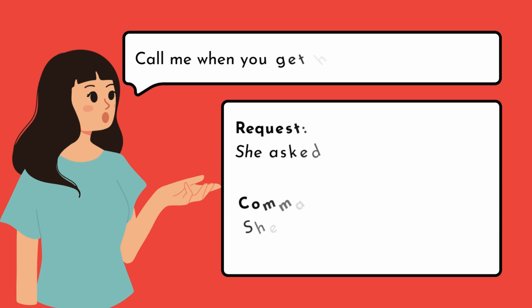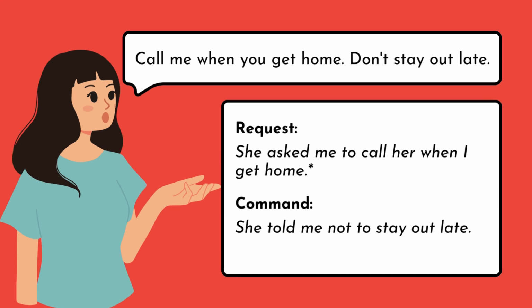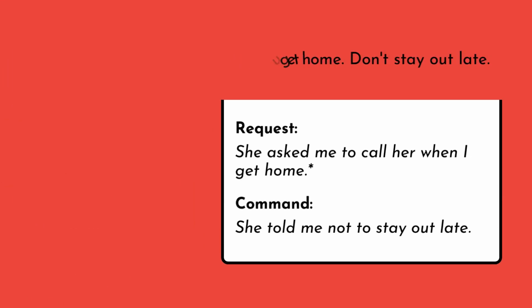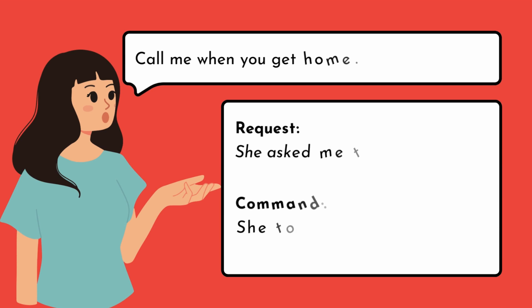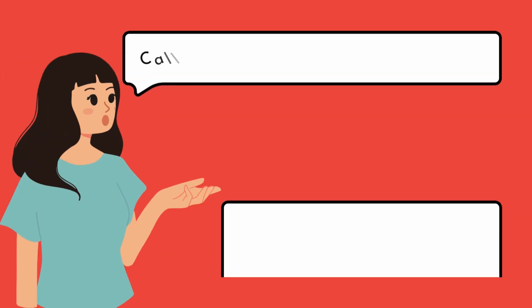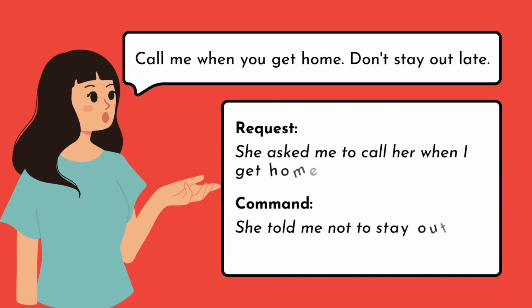Call me when you get home. Don't stay out late. Request: She asked me to call her when I got home. Only the main verb changes in complex sentences, not when I got home. Command: She told me not to stay out late.